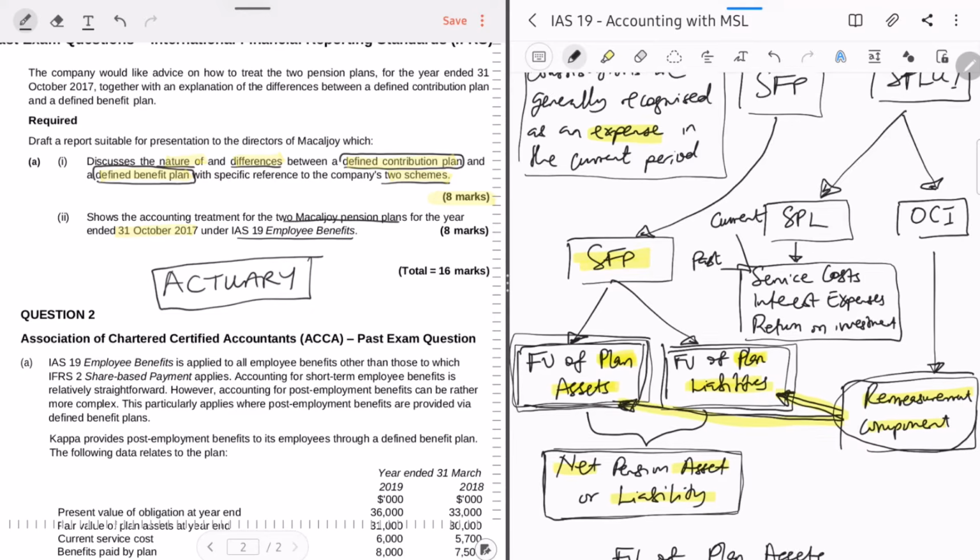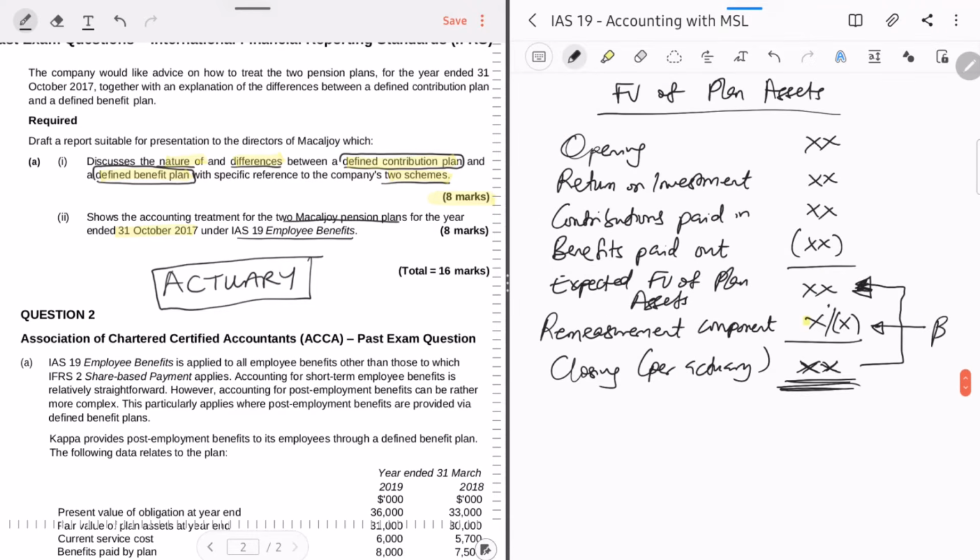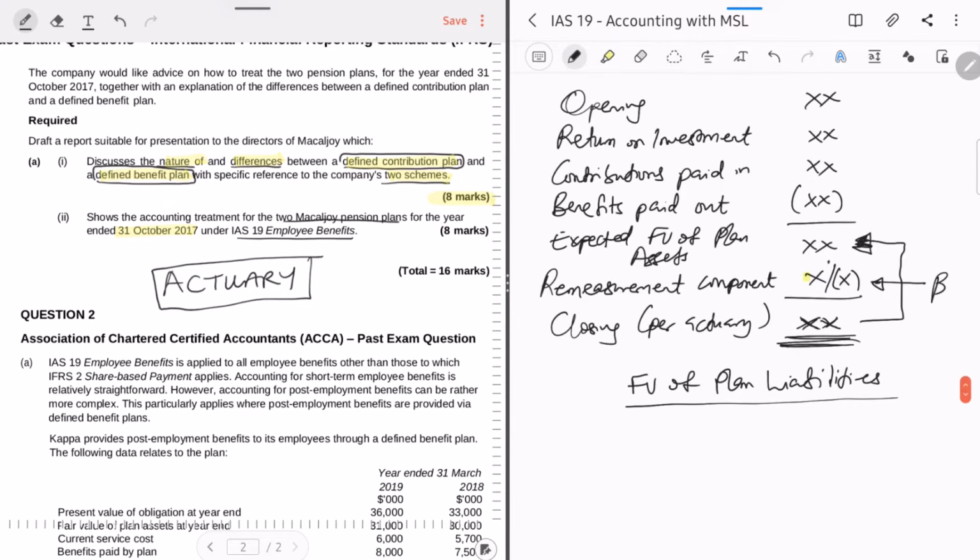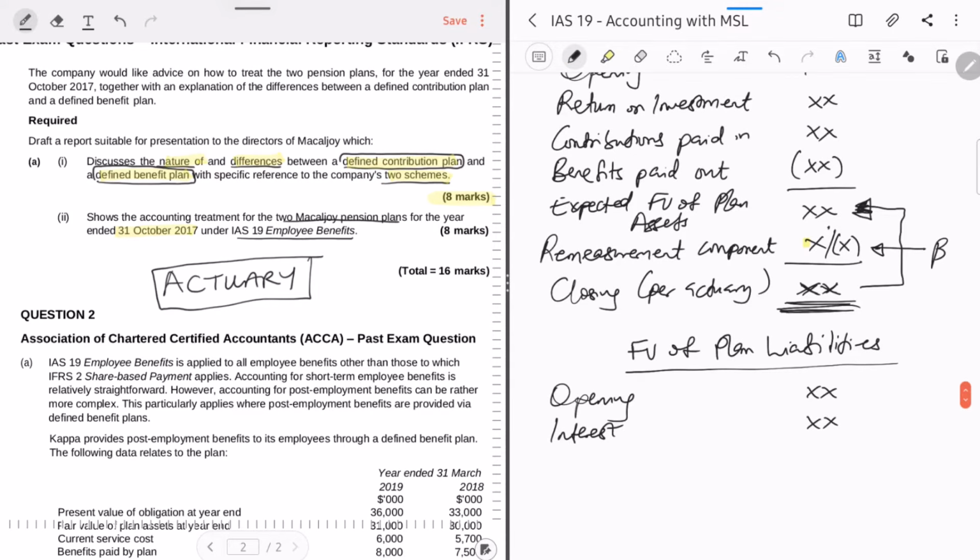Let's look at the pro forma for the liabilities. Once again, just memorize this. It's quite intuitive if you ask me. So just follow through. So fair value of plan liabilities. Here, as usual, you start with the opening value. Then instead of a return on investment, it only makes sense that for a liability, you will incur interest expense. You won't get money, you pay money. So you add your interest expense that you are incurring. Once again, this will be computed on this opening value. The question will give you the rate always, so don't worry.